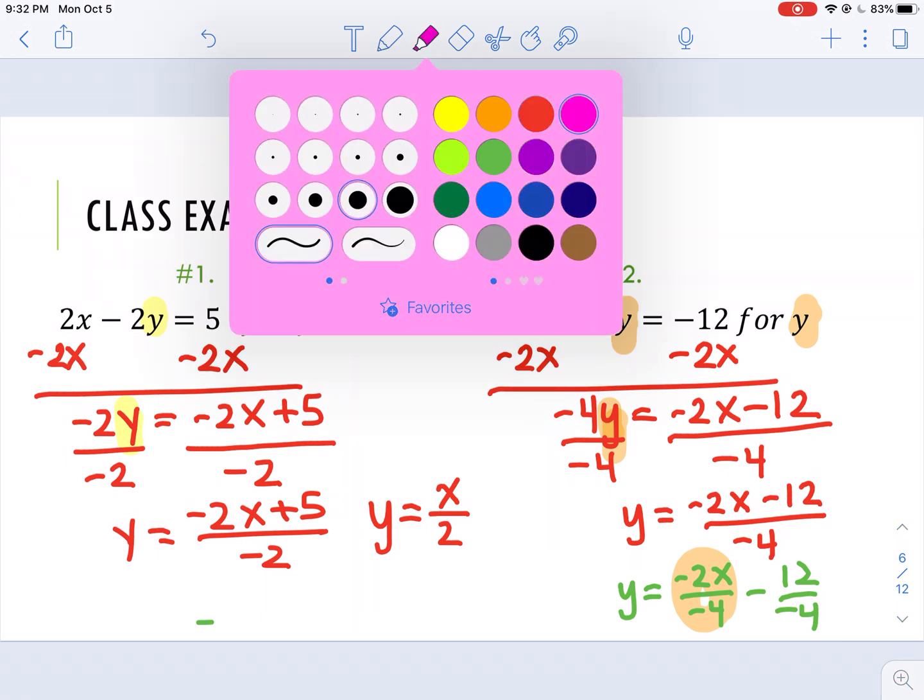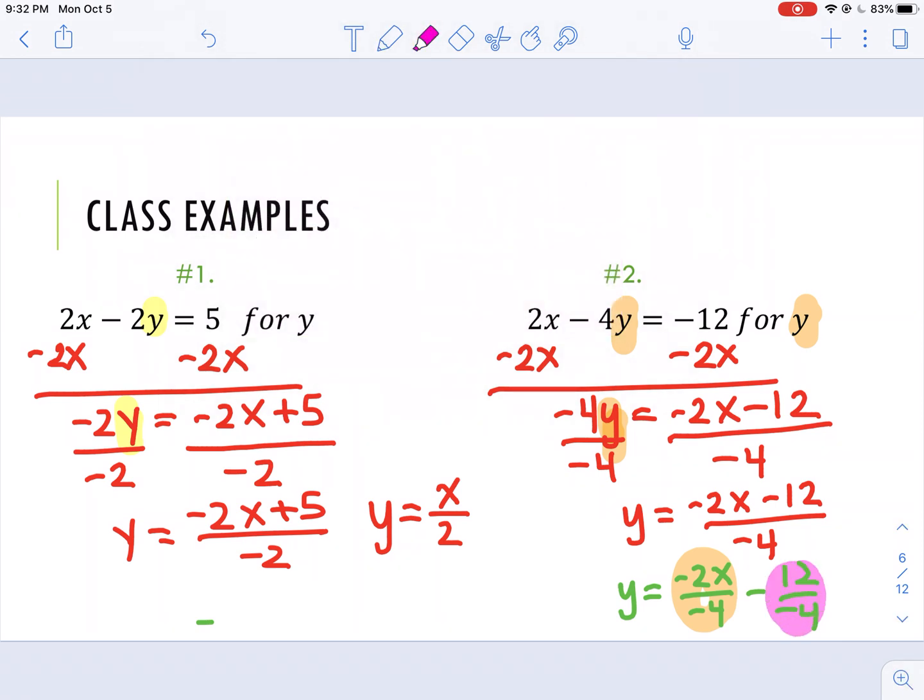So now I'm looking at that second term. Well, 12 over negative 4 is negative 3. So I'm going to write minus negative 3, in other words, plus 3. All right, so I can leave my answer like that.